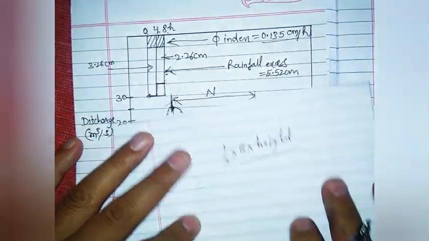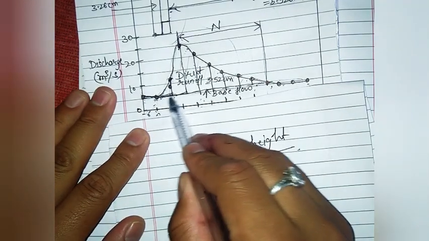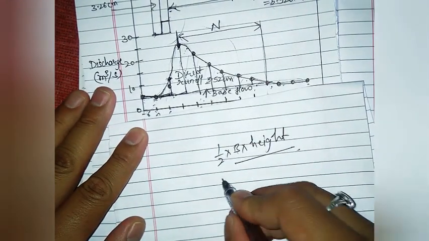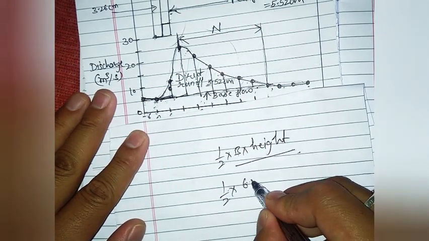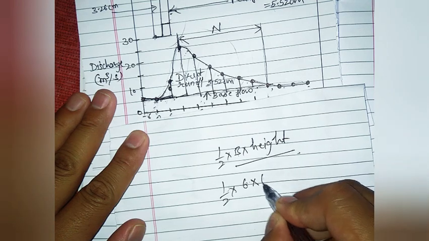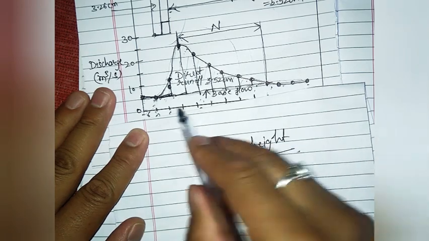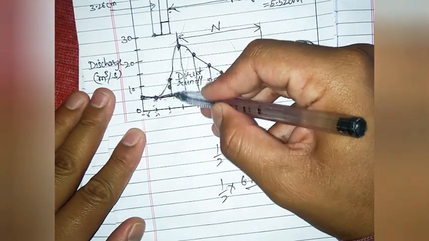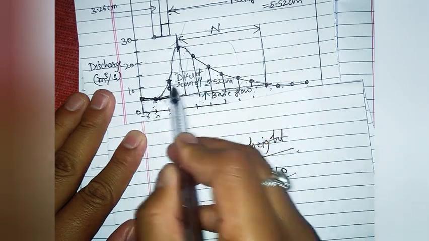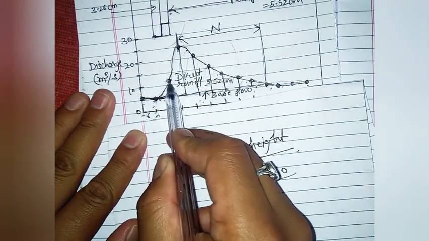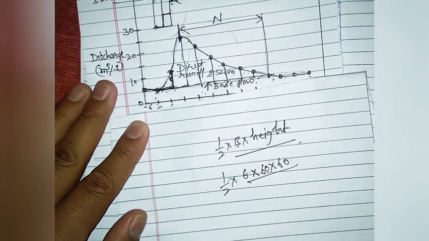What is the base? Base will be this, and it is given as 6 hours. So half of 6, but it is in hours, so we need to convert it into seconds. We'll calculate it as 6 into 60 into 60. This is the base, and what will be the height? Height will be this. This is 5 and this is given as 13. So 13 minus 5 will give you 8.